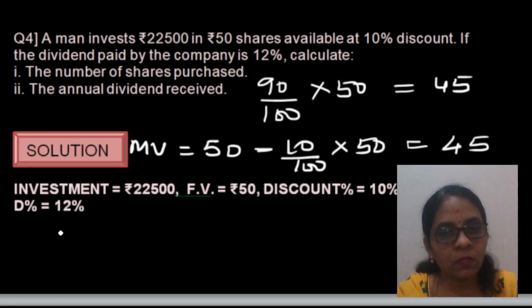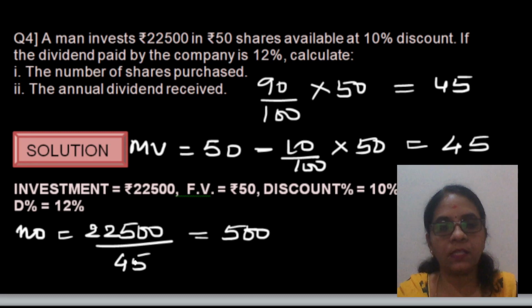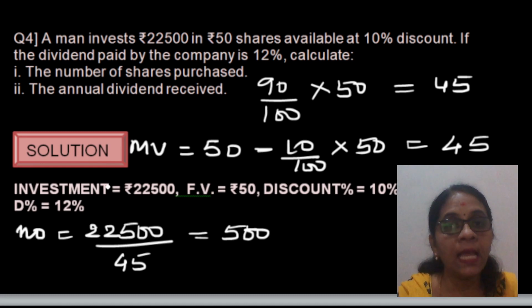Now, get going with the sum. The number of shares is investment 22,500 by the market value, which is 45. So 22,500 by 45, 45 goes in 500 times. So the number of shares is 500. Okay. So we found the number of shares and you have to find the annual dividend.